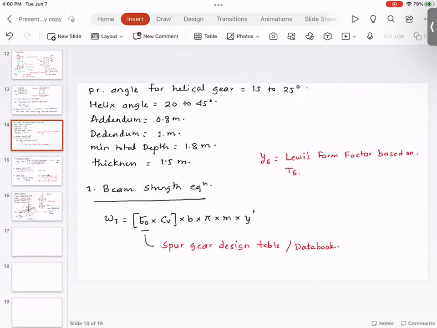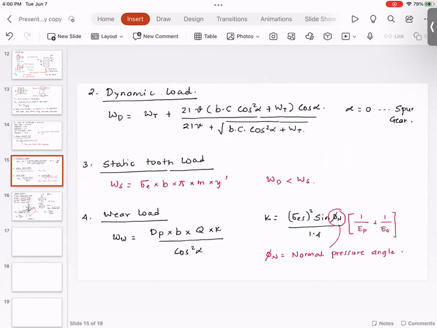The process for the helical gear design is similar to the spur gear design. Step one is the beam strength equation. Again, we follow the same process as for the spur gear. The only difference here is the ratio of b by m. The b by m ratios are significantly larger for the helical gear because the width is much more compared to the spur gear. We have to find out the value of Y prime, which is the Lewis form factor based on the equivalent number of teeth.